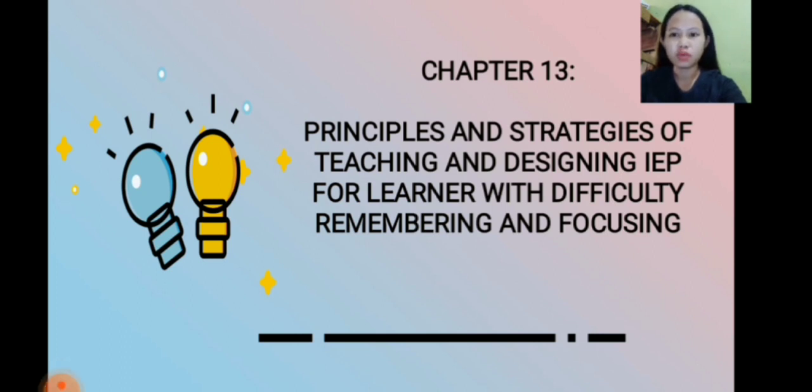In this chapter, we will discuss the principles and strategies of teaching and designing IEPs for learners with difficulty remembering and focusing. Learners with difficulty in remembering and focusing have learning characteristics that make receiving and interpreting information challenging. Due to these difficulties, these learners require intensive and frequent individualized intervention.